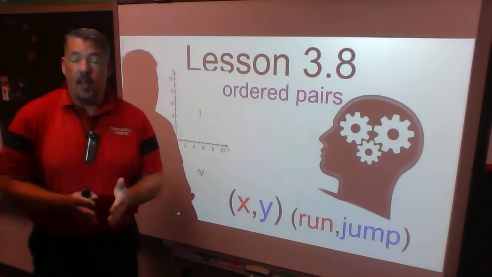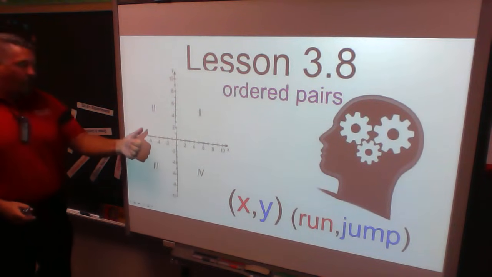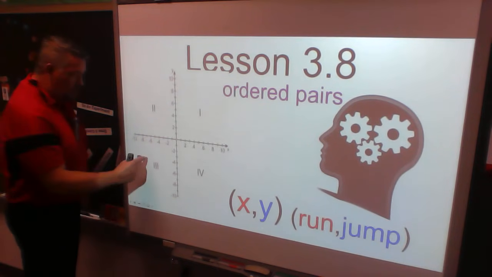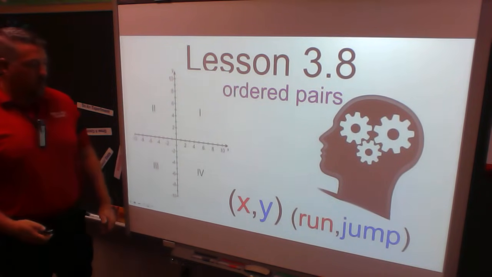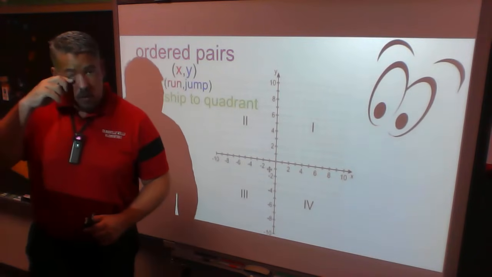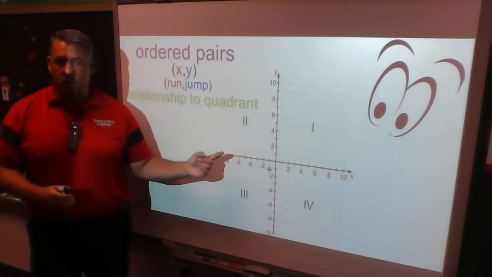So let's say I have a negative, negative. That tells me on my first one, I'm going to run backwards. And on my second one, I'm going to jump down. That's going to take me where this Roman numeral 3 is. Now, when we did the definitions, I introduced you to the extra one, which wasn't necessarily in chapter 3.7. And that is the idea of the quadrants.